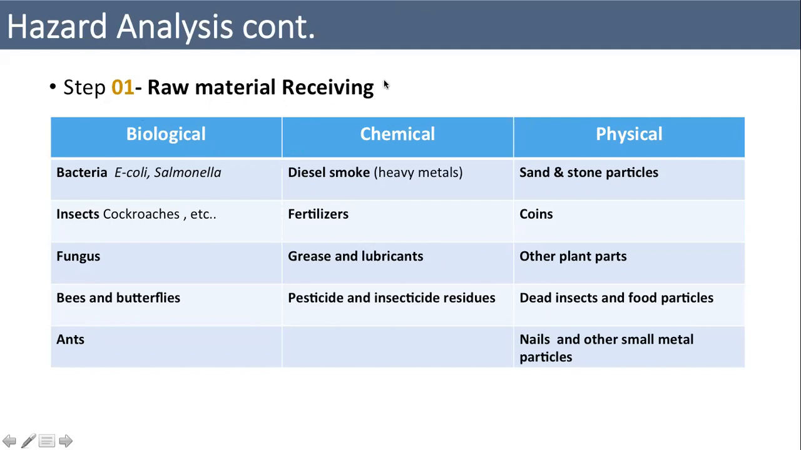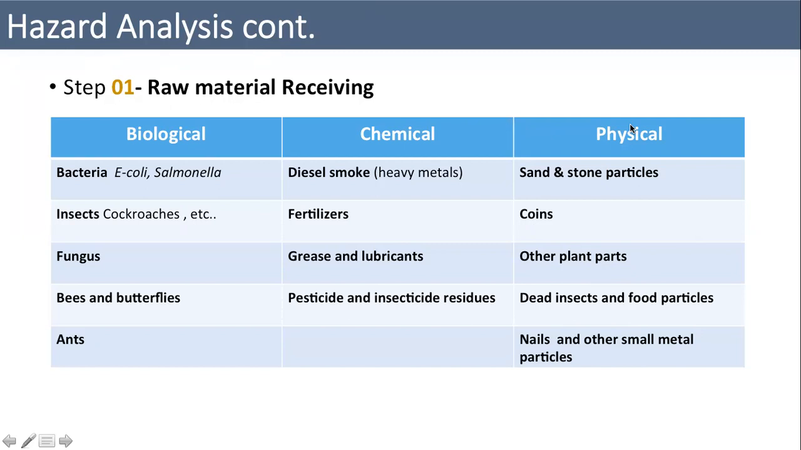And physical hazards in this step, raw material receiving: some sand and stone particles, coins and other plant parts might be there, dead insects and food particles, and nails and other small metal particles. Sometimes some specks are there, plastic jugs like things are also there. So those things belong to physical hazards. So one by one, you have to do this hazard analysis. I think it's clear.